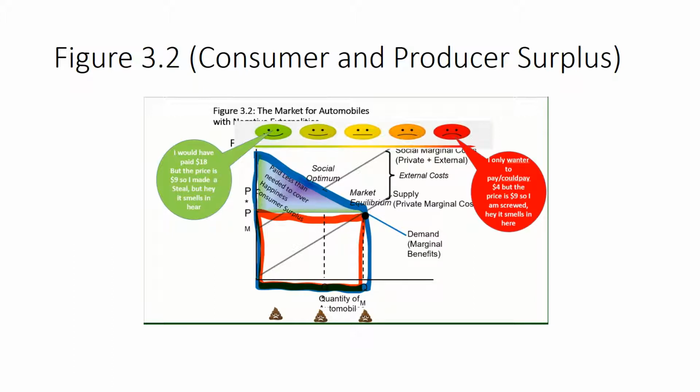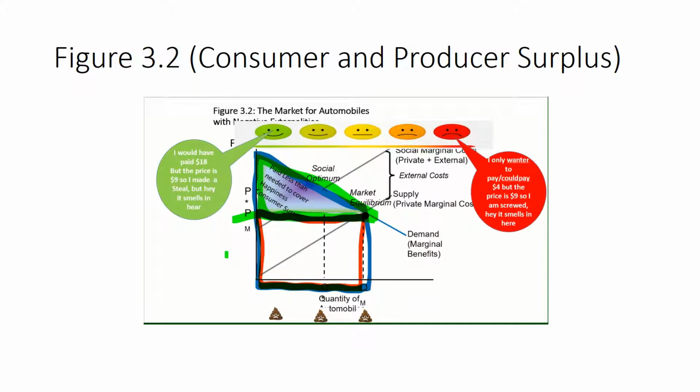And so you're left with this triangle between the demand curve and the price that they're paying. And this is called the consumer surplus, which is just the total benefits minus the amount spent.